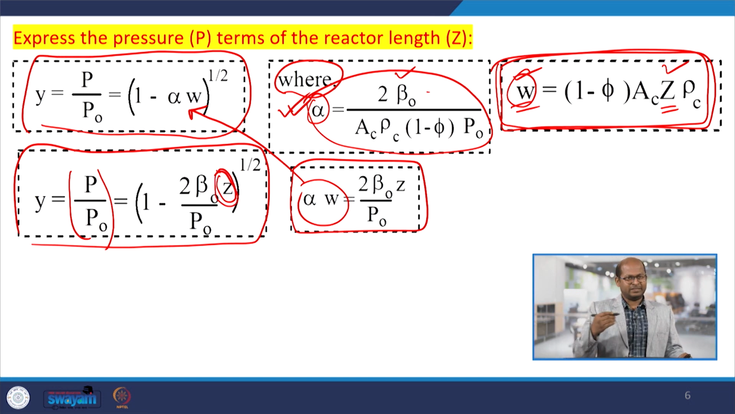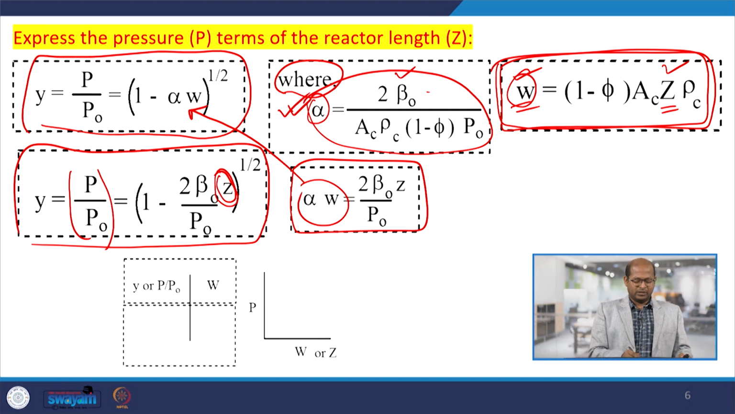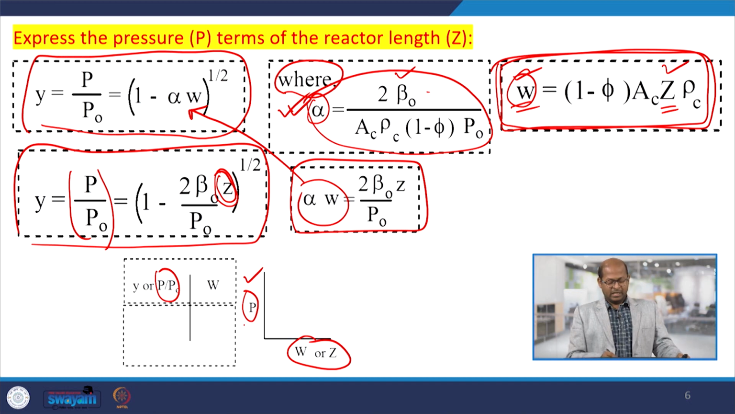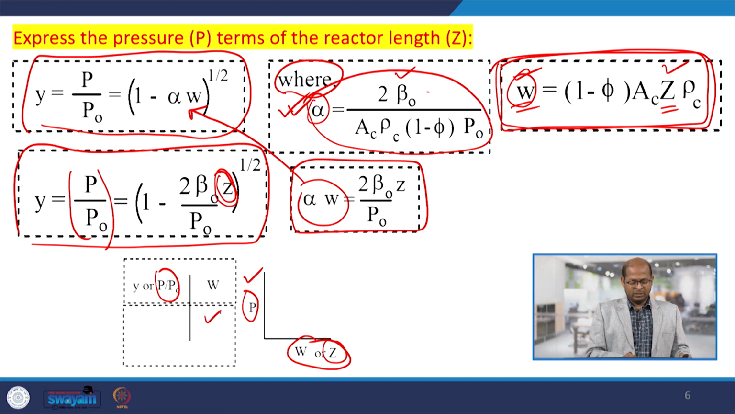Similarly, if we change the length of the reactor, we can express the same equations in a different form. Here also, we can express it in terms of pressures along the length. If on the y axis we put the pressure and on the x axis the z, that is the length of the reactor or bed length, then how the pressure changes can easily be found out.